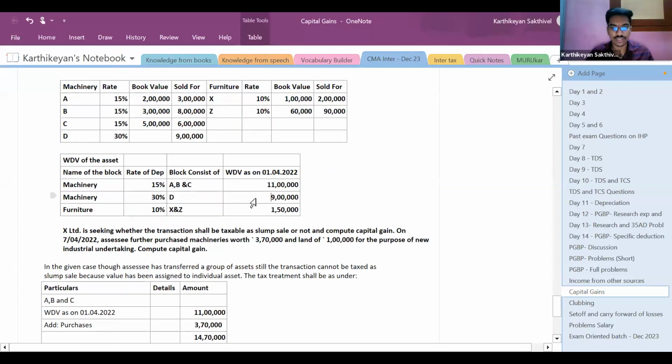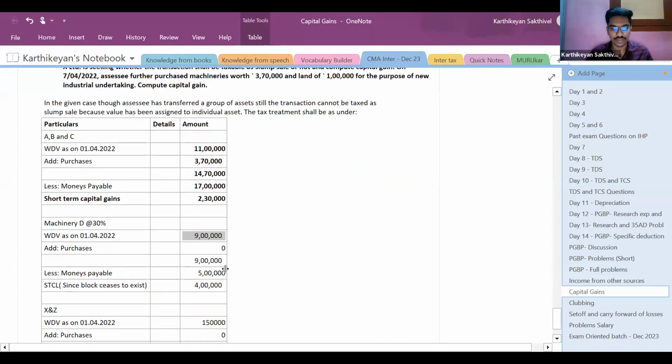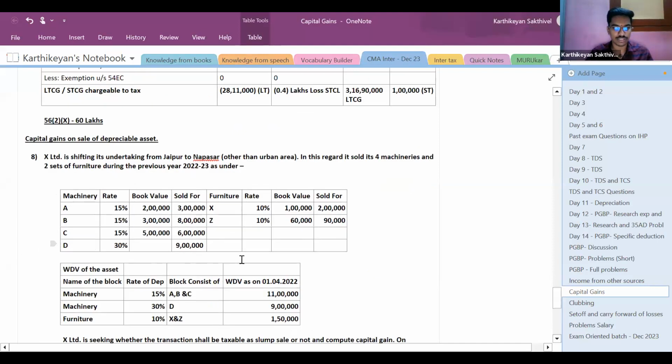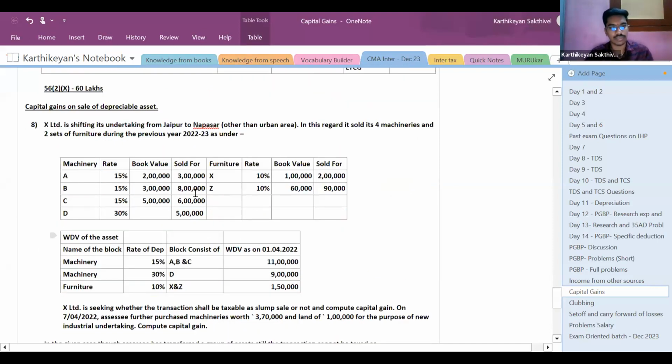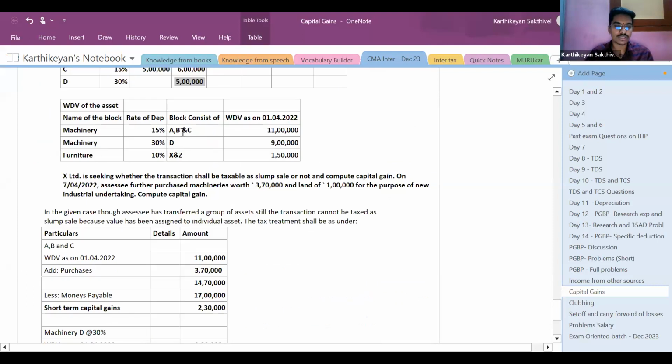Machinery D in value is 9 lakhs. Okay, there is no purchases here, and this machinery is sold for 5 lakhs. Sorry, here the question is typed up wrongly. So it is going to be 5 lakhs.